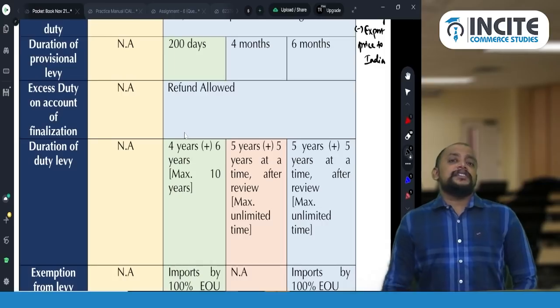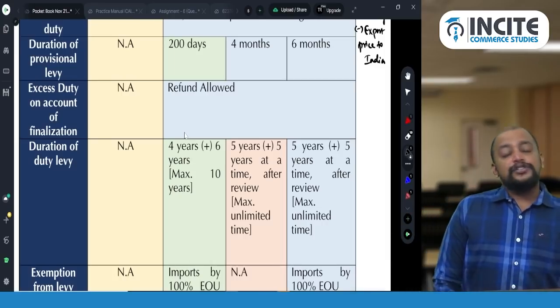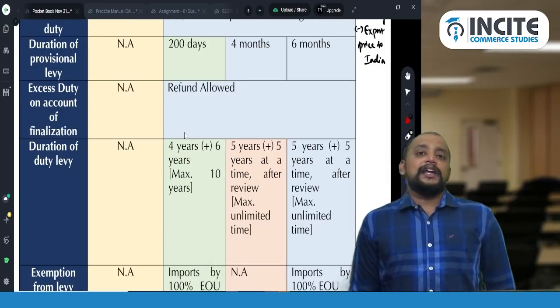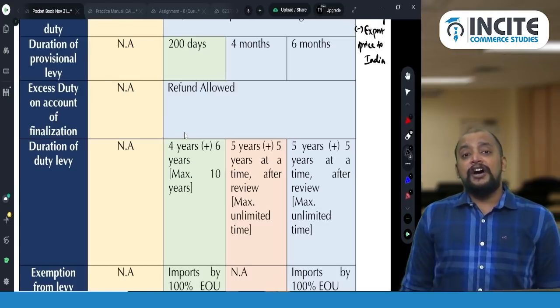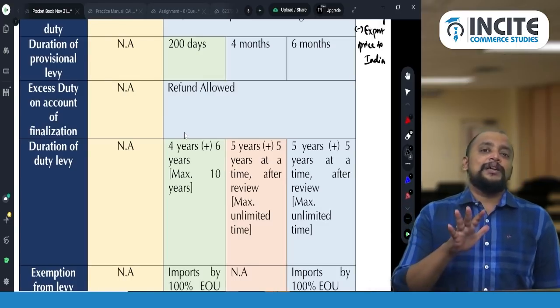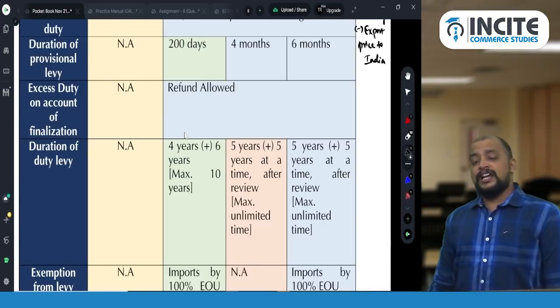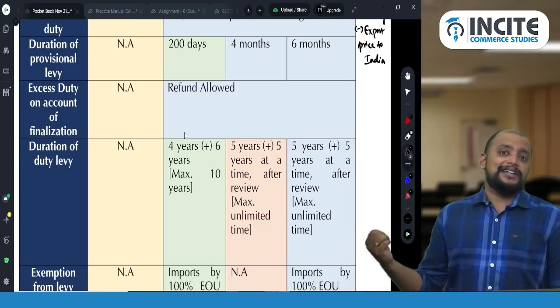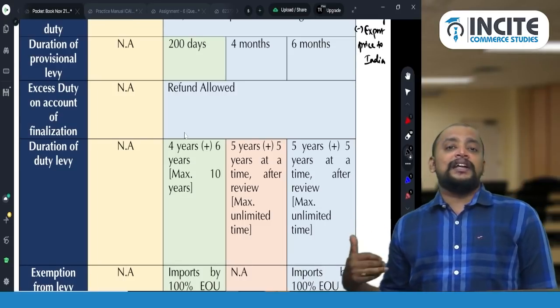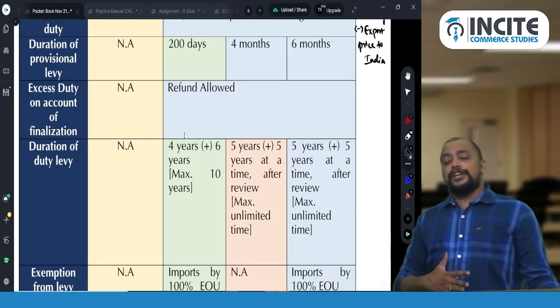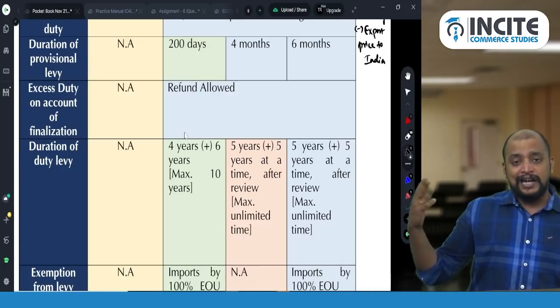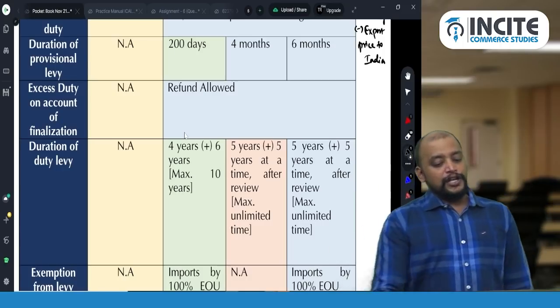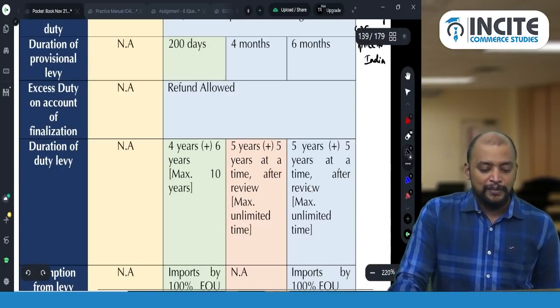Whereas in case of anti-subsidy duty and anti-dumping duty, there is no maximum time limit. They can keep on extending, but with a review after every 5 years. The first initial implementation is 5 years, which can be extended for a further period of 5 years at a time, which means a review will be done every 5 years on whether we need to continue the anti-subsidy duty and anti-dumping duty or not. That is the time limit.